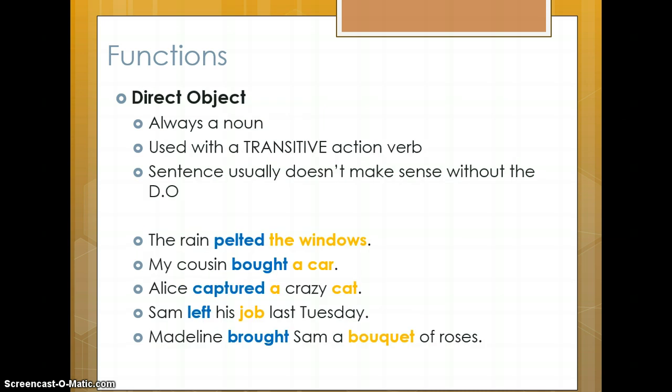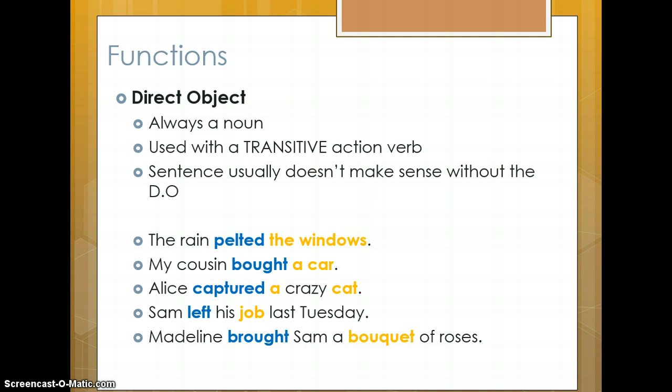Next function that we have, I also alluded to yesterday, that would be a direct object. What you need to know about a direct object, always going to be a noun. And direct objects are used with transitive action verbs. Those are the action verbs that need to have a direct object in order to make sense. So these examples, what you see in blue, that's your transitive action verb. The rain pelted, my cousin bought, Alice captured, Sam left, Madeline brought. Most of those subject-verb combos aren't going to make enough sense. They're not giving us enough information to create a sensible clause or coherent thought. So we need something else.